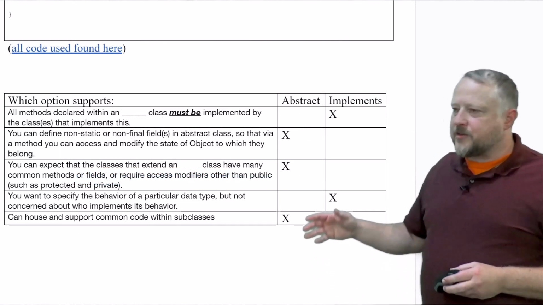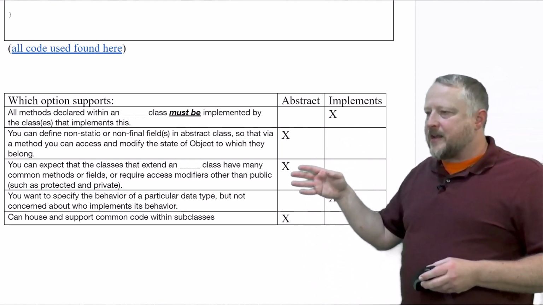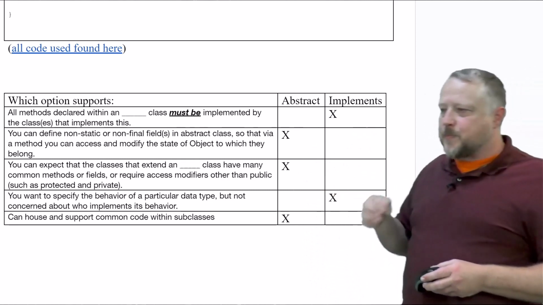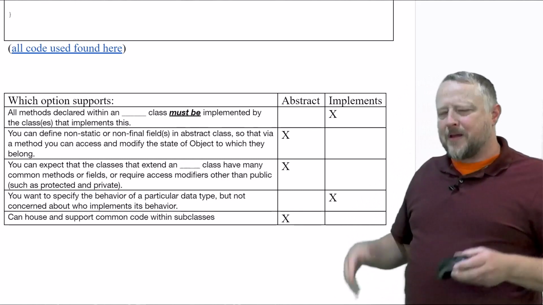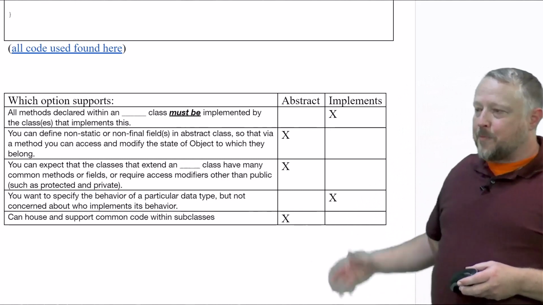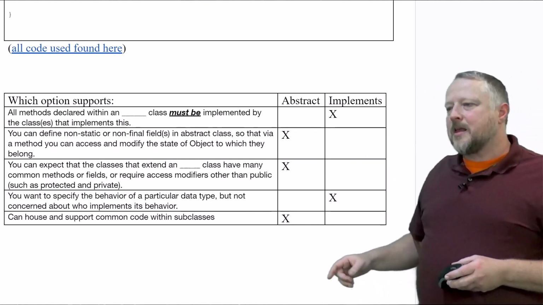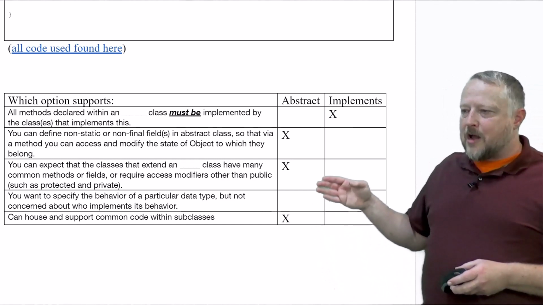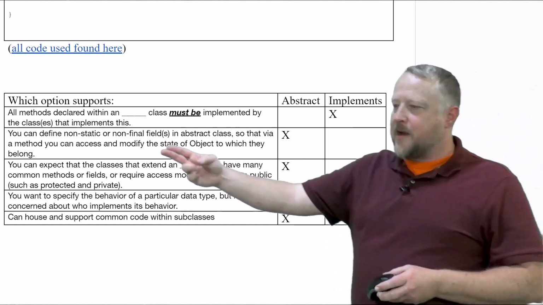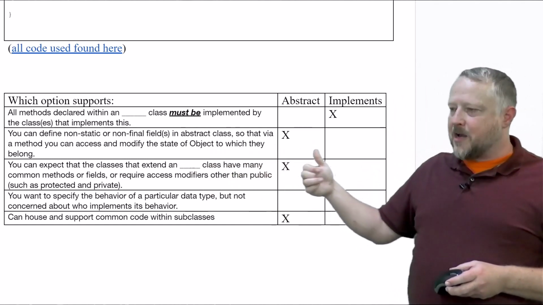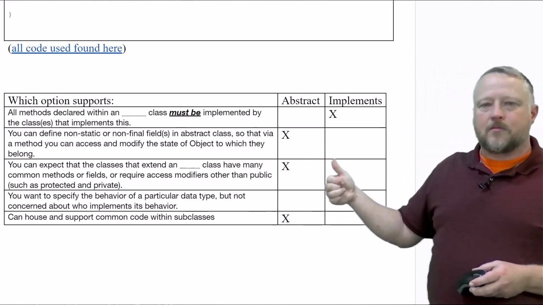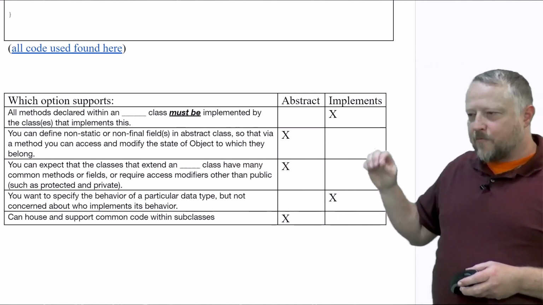So let's go over this. Which methods declared within an implements class must be implemented by the classes that implement this? Boy, that sentence is terrible, but that's implements for that one. You can define non-static or non-final. As soon as it says non-final, you know it's abstract because in implements, everything's final, period. So that one you can almost get right off the bat.